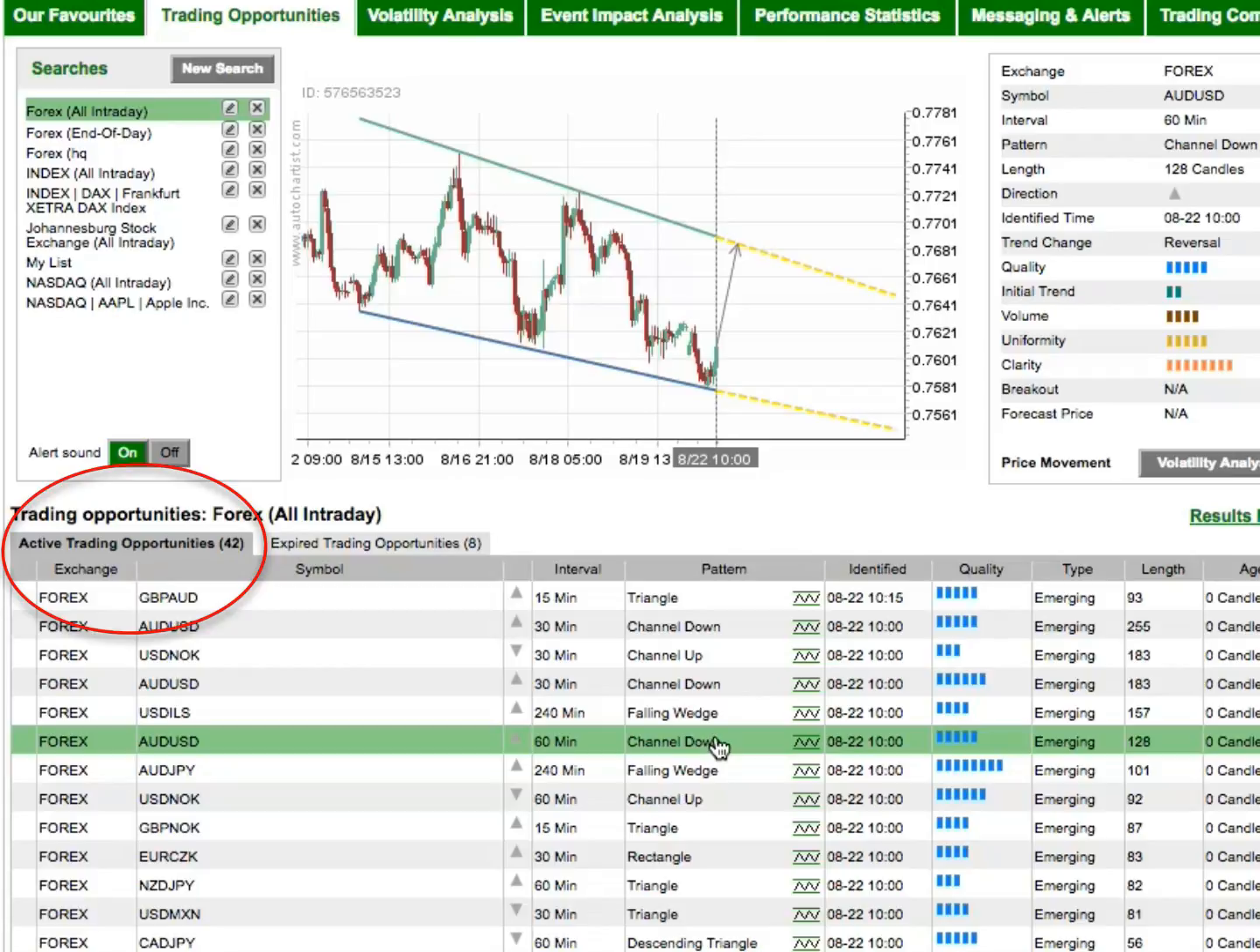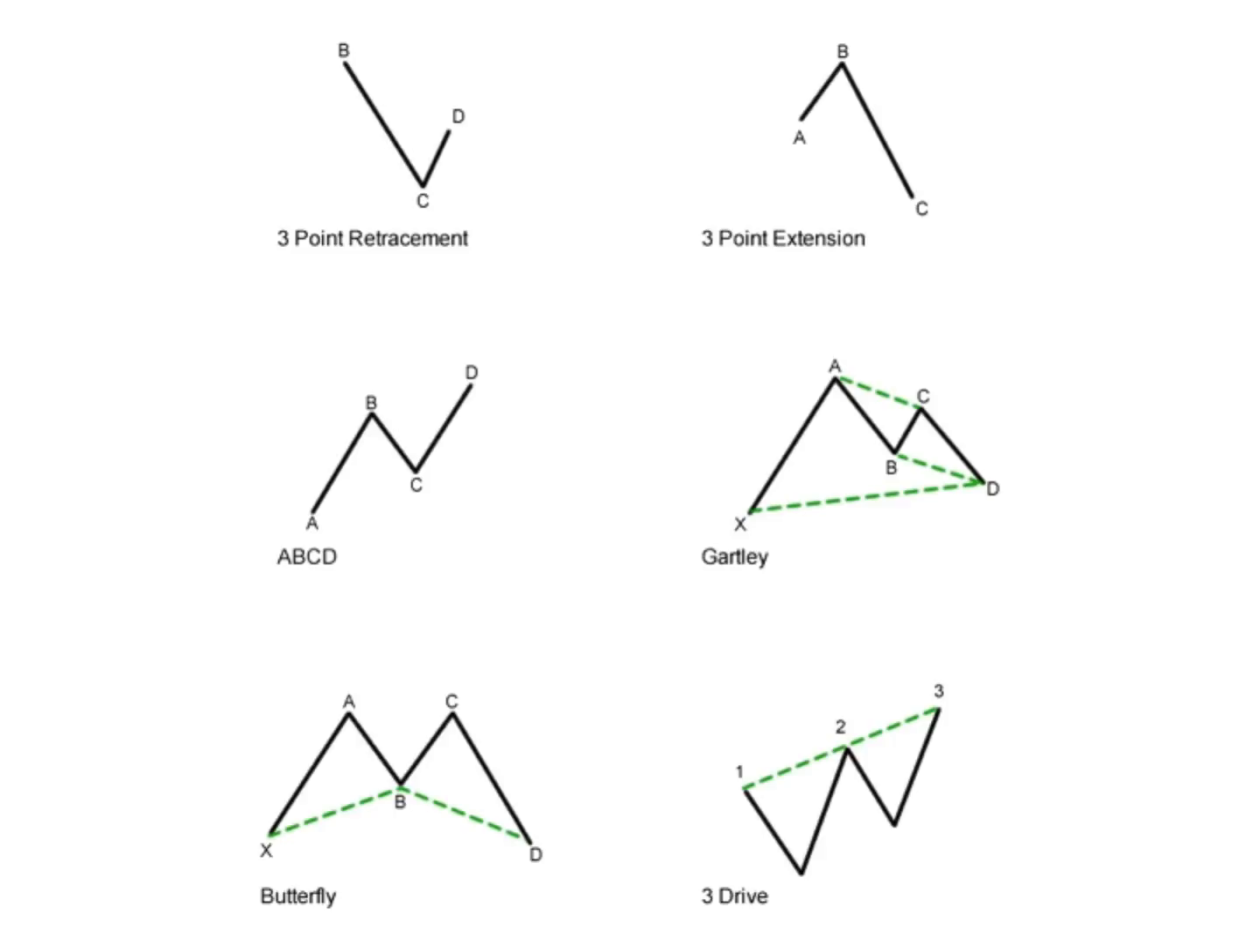That's the purpose of this tab, that we only show tradable opportunities here. Let's take a look now at emerging Fibonacci patterns. There are three main groups of Fibonacci patterns.